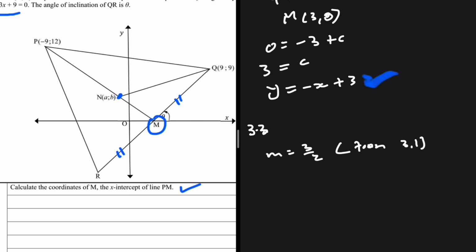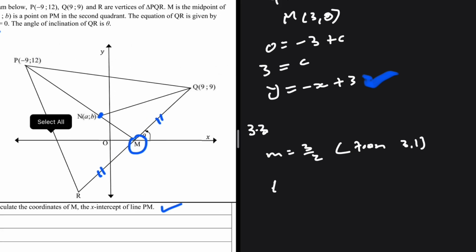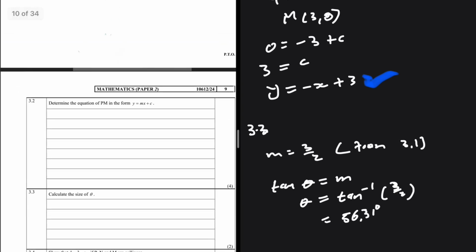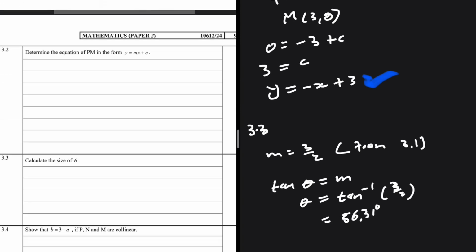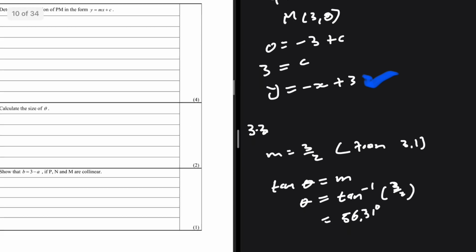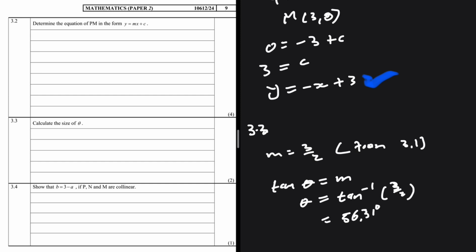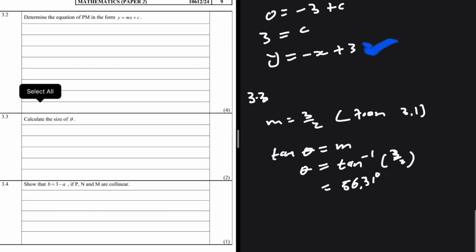So in order to find the inclination of QR, tan of theta is equal to the gradient. So theta is equal to tan inverse of 3 over 2. That should give us 56.31 degrees. So there we go, 3.3. All right, 2 marks. So yeah, we have 8 now, which is quite straightforward and nothing difficult really.